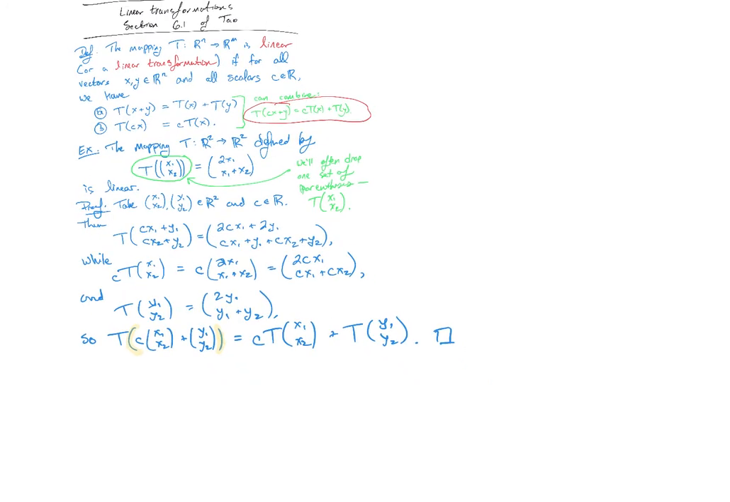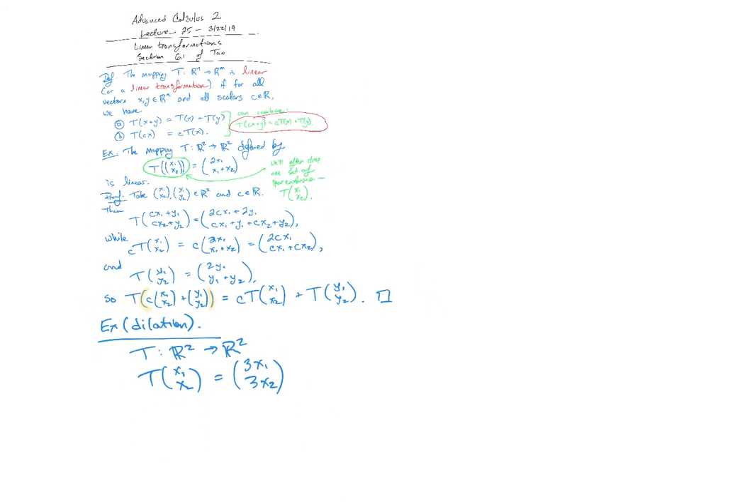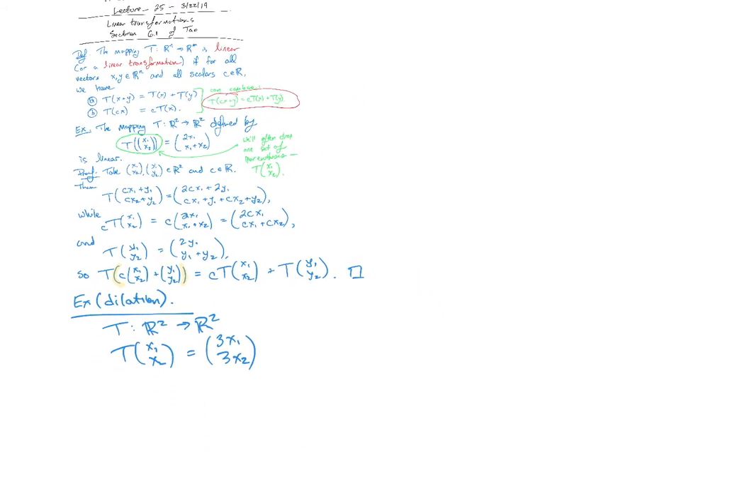Let's look at a couple more examples just to remind you of what these linear maps can do. We won't prove these. Okay, they can dilate. So let's say we've got T from R2 to R2, defined by T of (x1, x2) equals, say, (3x1, 3x2). Okay, that just takes a vector, stretches it out. Okay. We could rotate.